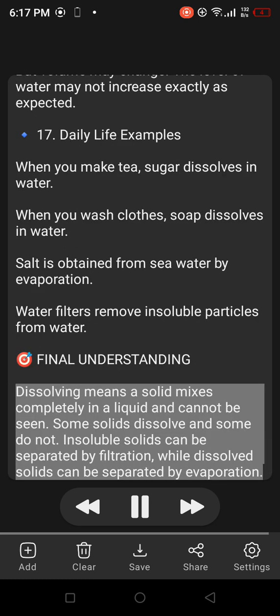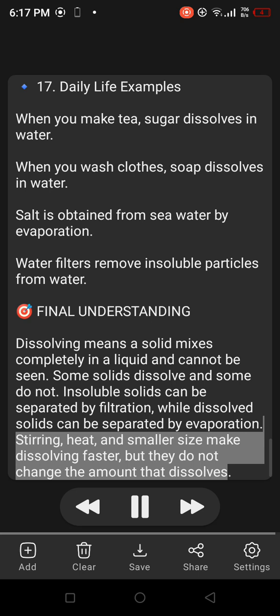Dissolving means a solid mixes completely in a liquid and cannot be seen. Some solids dissolve and some do not. Insoluble solids can be separated by filtration, while dissolved solids can be separated by evaporation. Stirring, heat, and smaller size make dissolving faster, but they do not change the amount that dissolves.